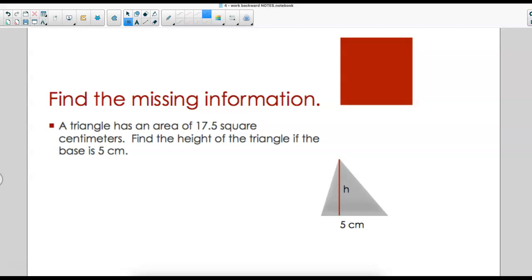Sydney. Good. We're talking about area of a triangle. So everybody start by writing this down. Area equals base times height divided by 2. That is how we find the area of a triangle.